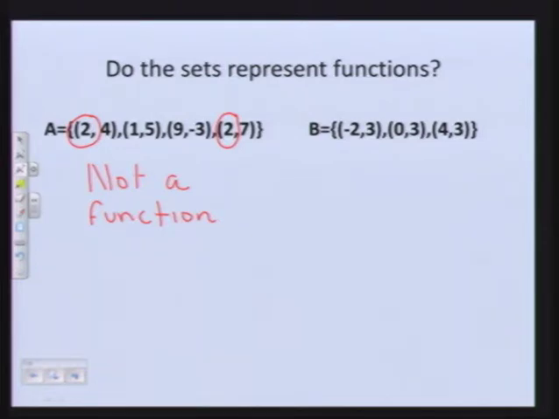Then if we go to set B, we have -2, 0, and 4. Each of those are unique values in the domain. So what we're given here, set B, does represent a function. So I'll just say is a function.